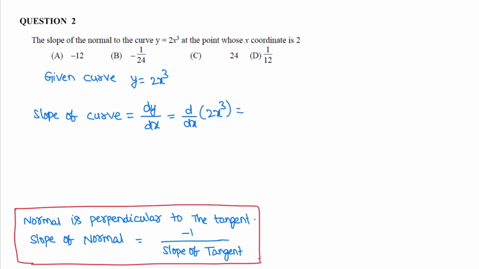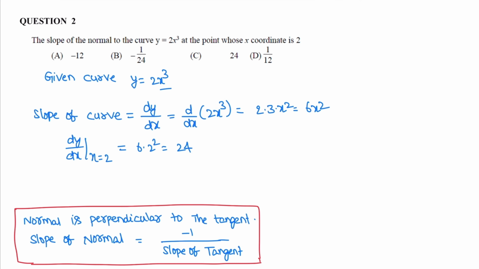Next question. The slope of the normal to the curve y is equal to 2x cube at a point whose x coordinate is 2. Given curve is y is equal to 2x cube. The slope of the curve, or slope of tangent, is dy by dx. So d by dx of 2x cube: 2 is constant, d by dx of x cube is 3x square, so 6x square. Slope of tangent at x is equal to 2: dy by dx at x is equal to 2 is 6 into 2 square, that is 24.